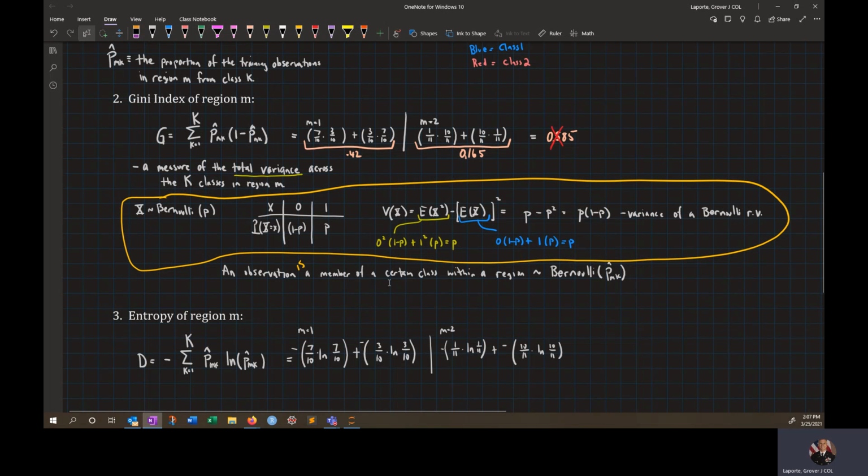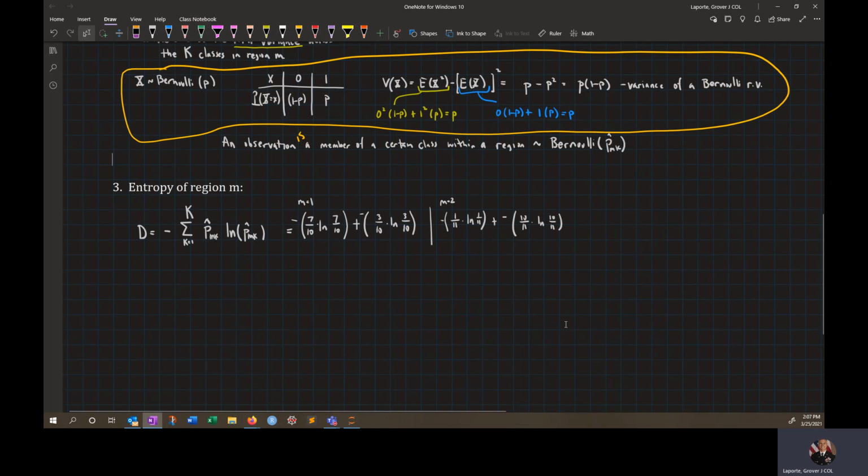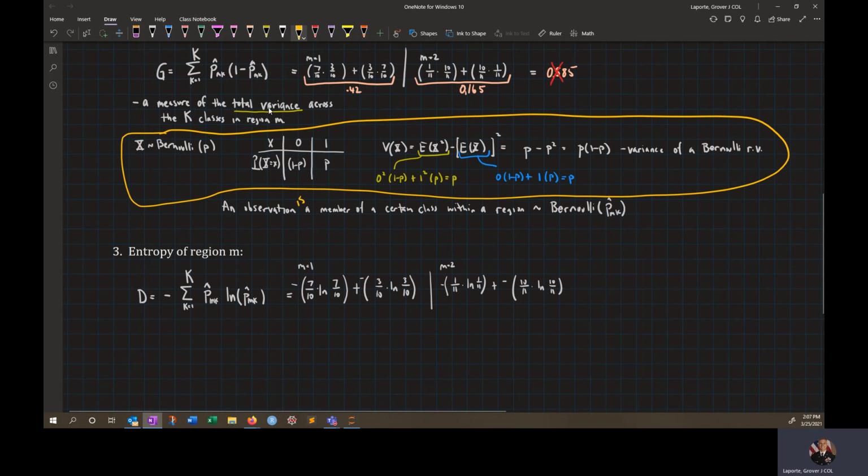Okay, an observation is a member of a certain class within a region with Bernoulli this PMK hat. So that's the estimation for that. All right, and the last one, let me make sure I get this on the same, it's sort of related to this one, right?